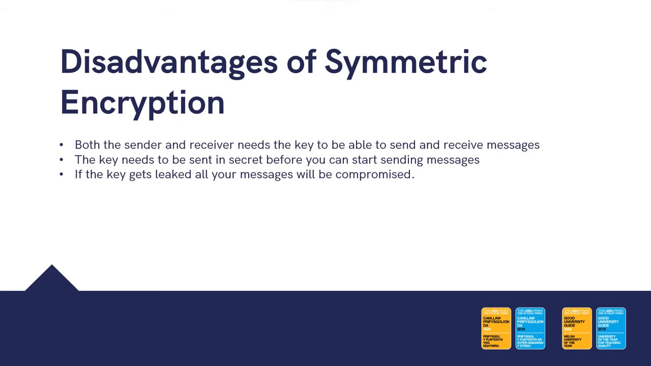So some of the disadvantages of symmetric encryption. Both the sender and receiver need the key beforehand to be able to send and receive messages. This can be quite a pain, having to think of a way of sending the key. Obviously, you can just do it in person, but for a lot of applications, this isn't really an option. So the key needs to be sent in secret before you can start sending the messages. And if the key gets leaked at all, messages will be compromised, and at that point you're in serious trouble.